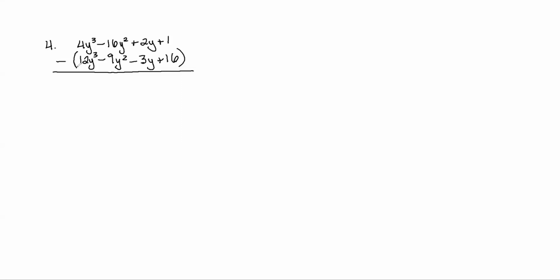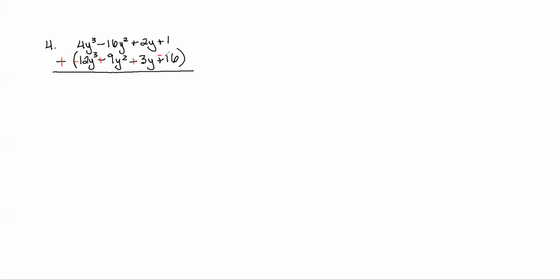We're going to add the opposite, and we're going to add the opposite on the one that is next to the subtraction sign. So we're going to change this to addition, and then right next to this, change all of the signs. So we have negative 12y cubed, positive 9y squared, positive 3y, negative 16. And now it's addition, so we're just going to add straight down.